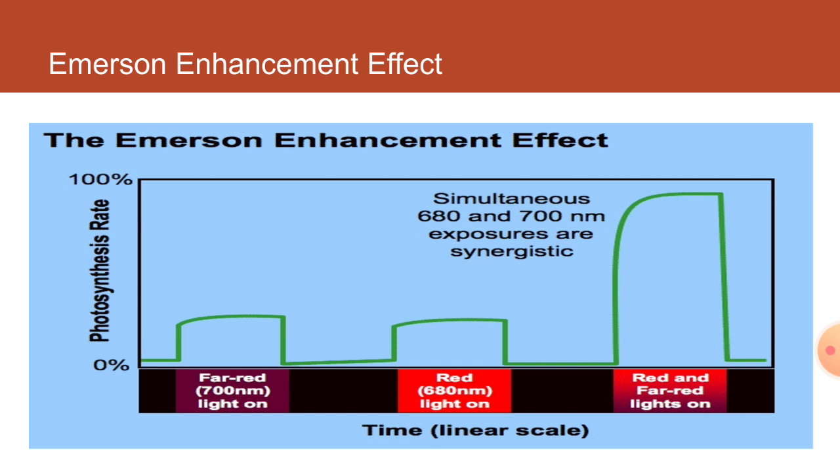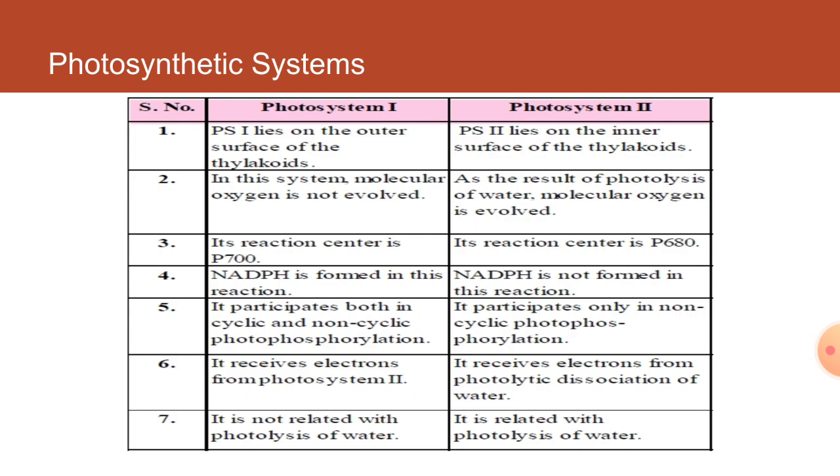In the third attempt, he gave two lights together, both red and infrared region. That means high wavelength of light and low wavelength of light. It can also be said like this: more than 680 nanometers and below 680 nanometers. So the rate increased to the expected levels. And by this Emerson enhancement effect, everybody came to know there are two photosystems existing in the plant body. They are called photosystem 1 and photosystem 2.